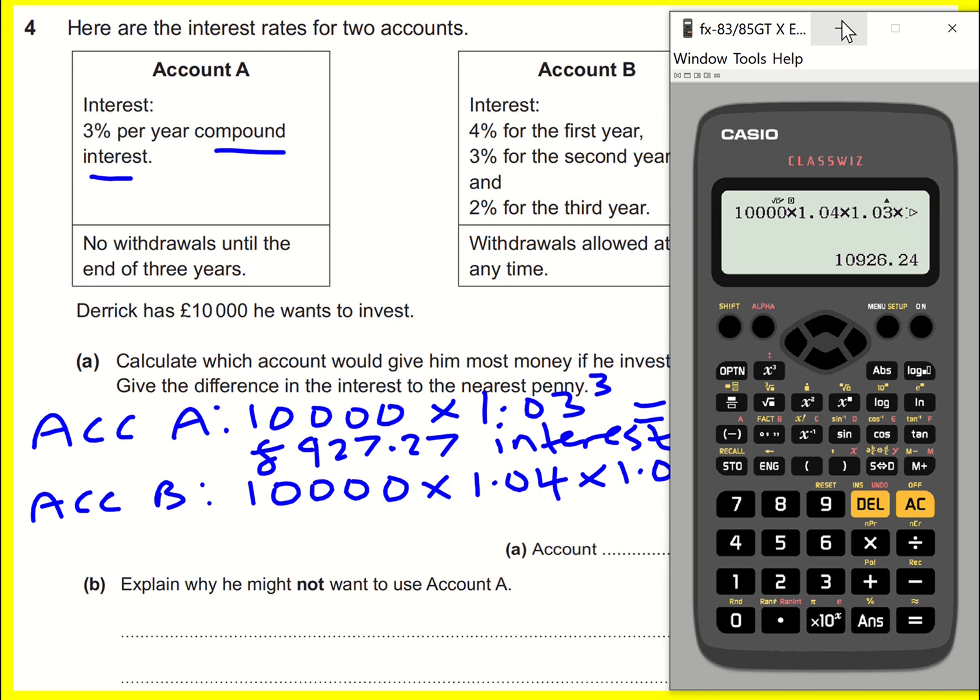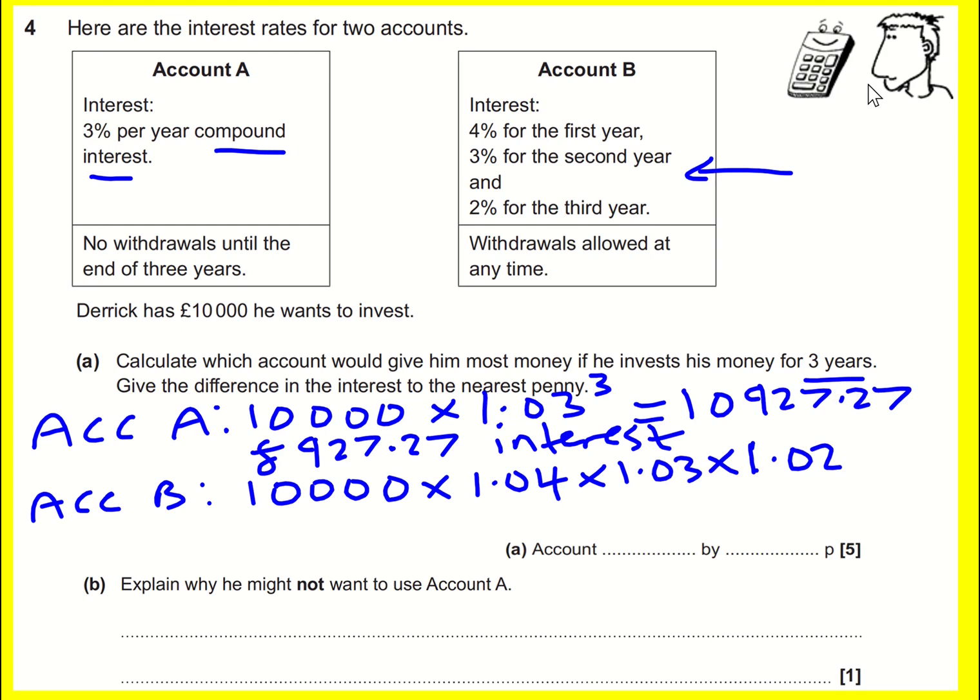And we get 10,926.24, which gives me 926.24 pounds interest.